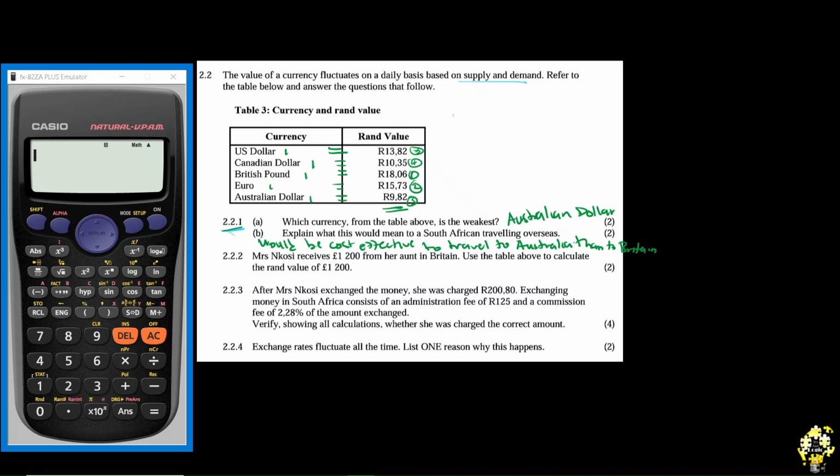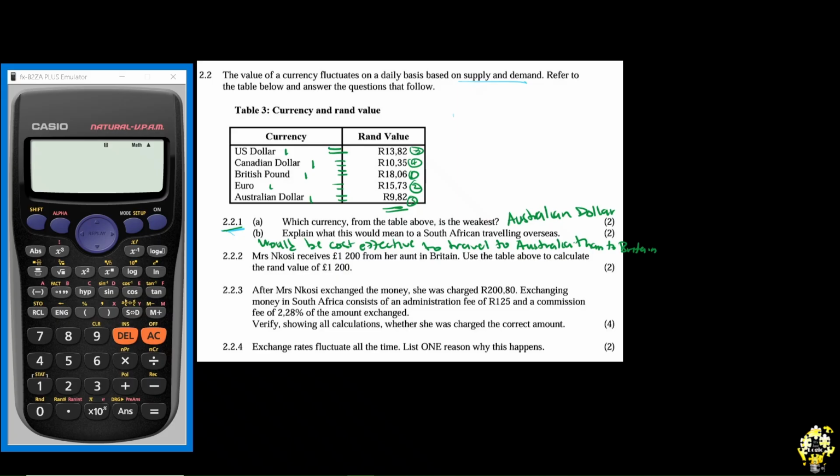Why? Because for 9 rands, you are going to get 1 Australian dollar. Whereas in Britain, you need 18 rands to get 1 British pound. So it's better to go to Australia than to go to Britain. I mean that in this context. Don't be bashing me and be like, what?